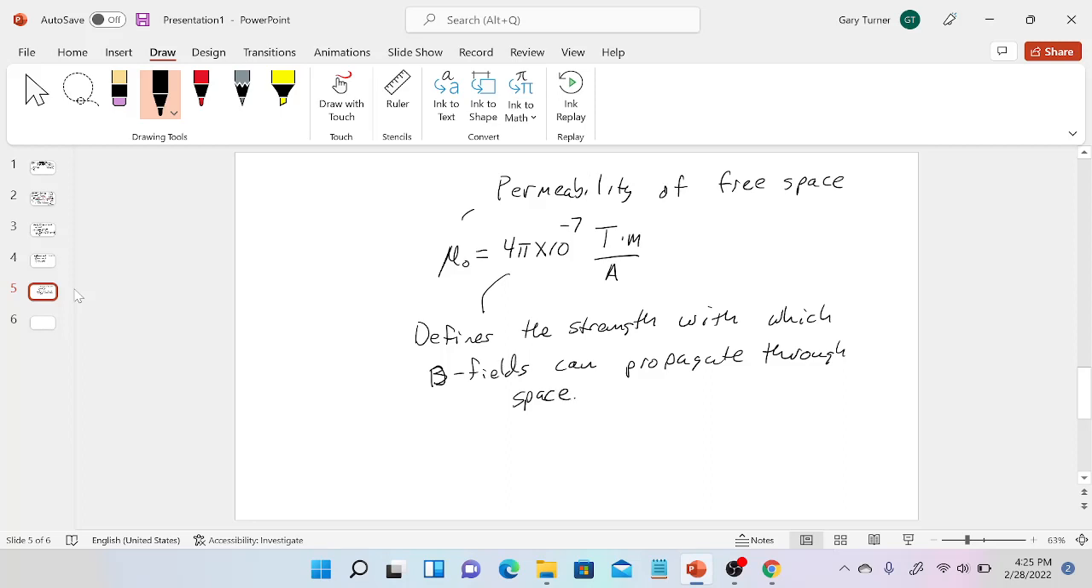It is, again, the magnetic equivalent of epsilon naught. And in fact, these two quantities, mu naught and epsilon naught, are intimately tied with each other in a very deep way. When we get to light, we will see that connection a little bit more clearly.